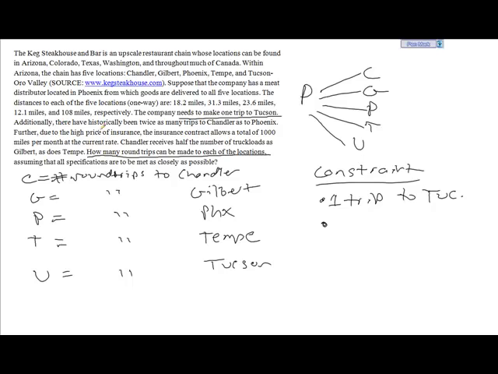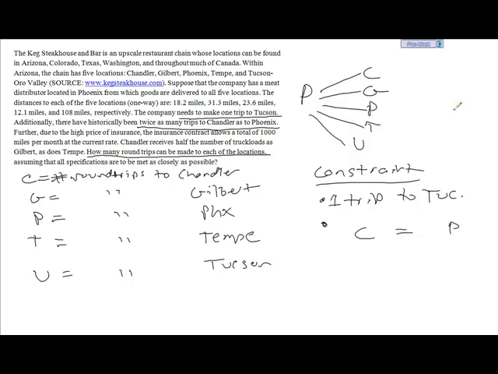Also, there have historically been twice as many trips to Chandler as to Phoenix. We have to be careful here. We're going to say C equals P, and we need to put a coefficient here. Is it going to be 2C equals P or 2P equals C? There have been twice as many trips to Chandler as to Phoenix, so to Chandler there have been more trips than to Phoenix.